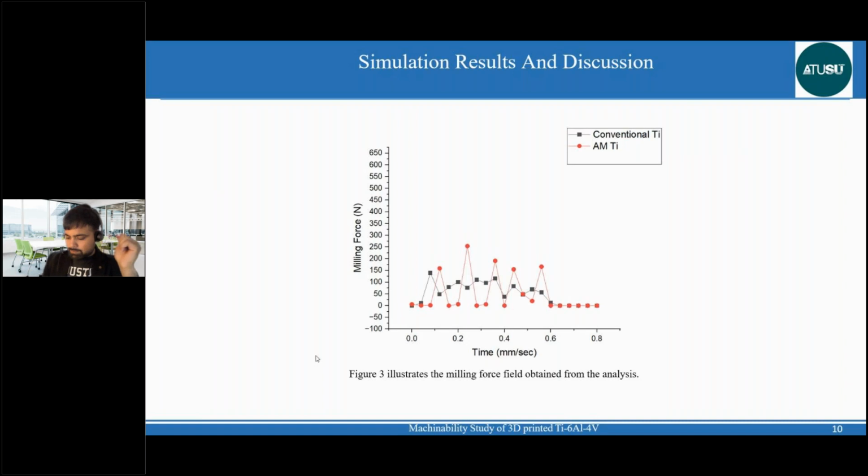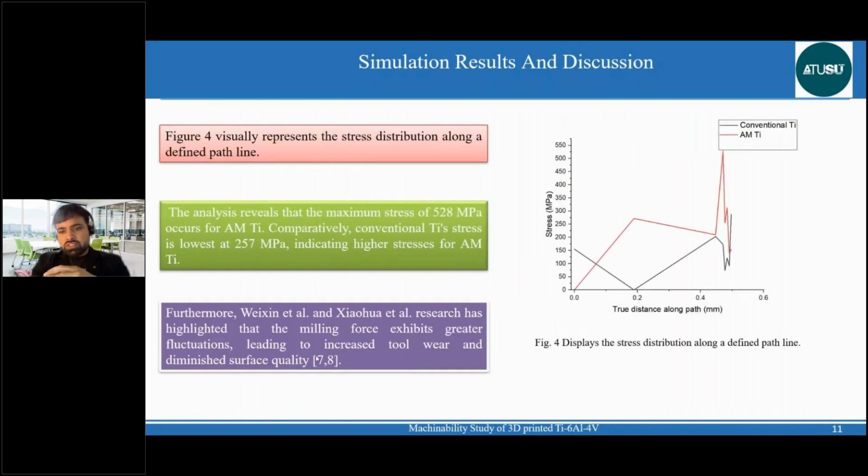Further, you see the stresses which I got along the path, the distance which I chose to get the stress values. Here you see the difference between the 3D printed and the conventional titanium alloy. It shows how the 3D printed material is quite a bit harder, and it will create more stresses while machining the material. The outcome of this analysis has been verified with the literature.